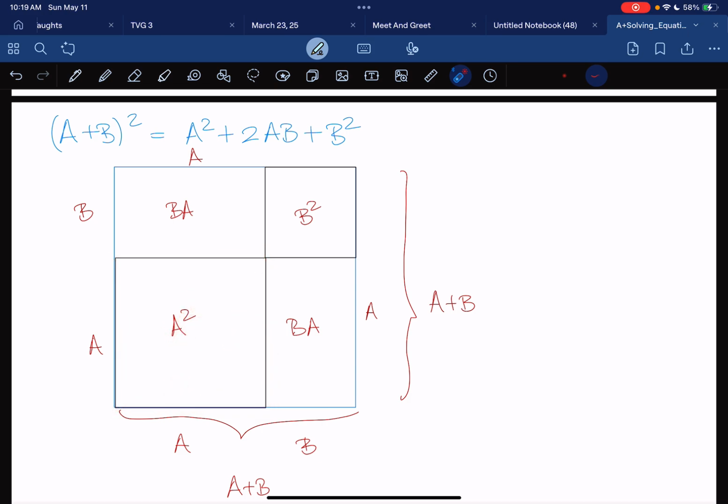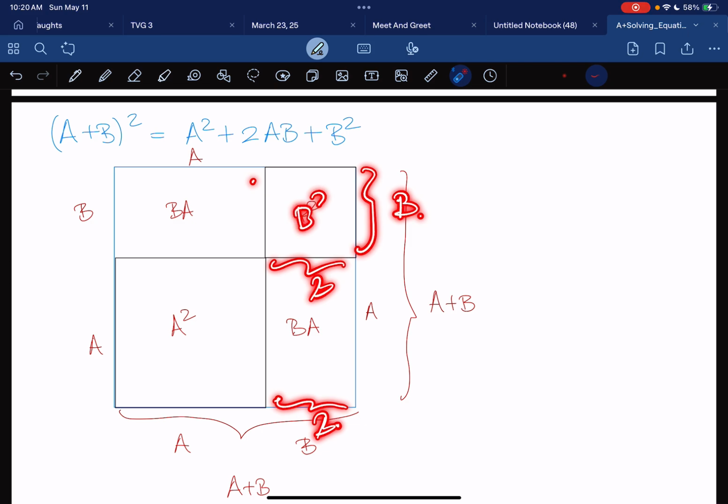Okay, what about this b term? Well, since we have a plus b, we have a height of b, and then since the base is a plus b, we have a base of b here. So then our area is b squared.